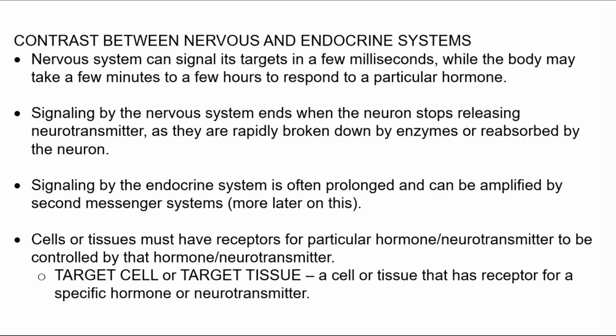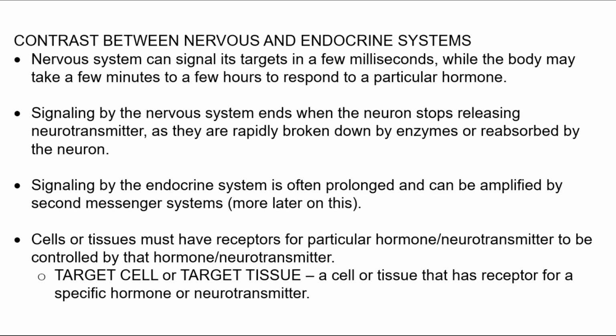When a neuron stops generating action potentials and releasing neurotransmitters, signaling of cells at their synapses will stop, as any released neurotransmitters are generally broken down very quickly by enzymes, or they are reabsorbed by the neuron that released them. However, hormones can activate target cells for a prolonged period of time because many hormones must be cleared from the bloodstream by the kidneys or the liver, and the signaling can be amplified by second messenger systems, which we will investigate later. For either system, the cells or the tissues must have receptors for the hormone or the neurotransmitter in order to be controlled by it.